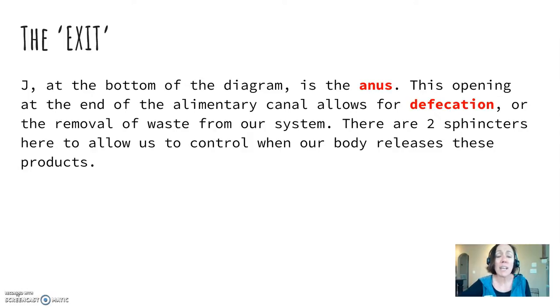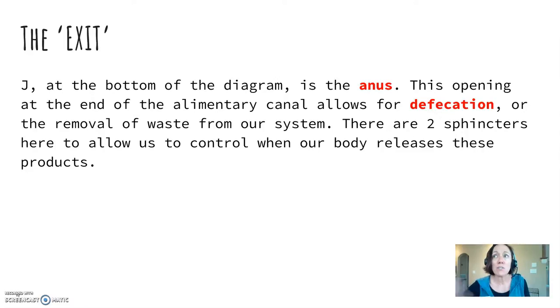All right, look back at your diagram, and now we're at letter J. Letter J at the bottom of the diagram is the anus. This is the opening at the very, very end of the alimentary canal, and this is what allows for defecation, which is the removal of waste from our system. At that point, you actually have 2 sphincters, the internal and external anal sphincters, to allow you to willfully control when the body releases these products.